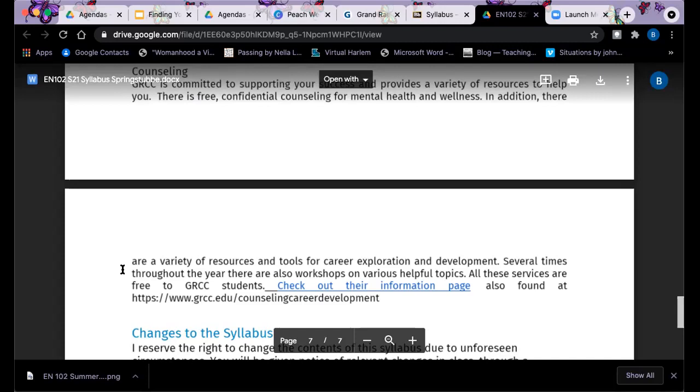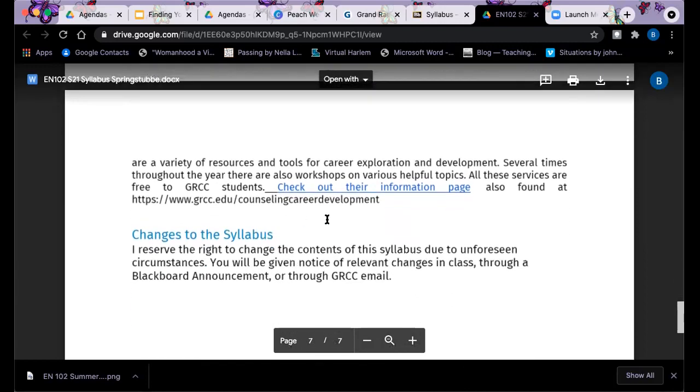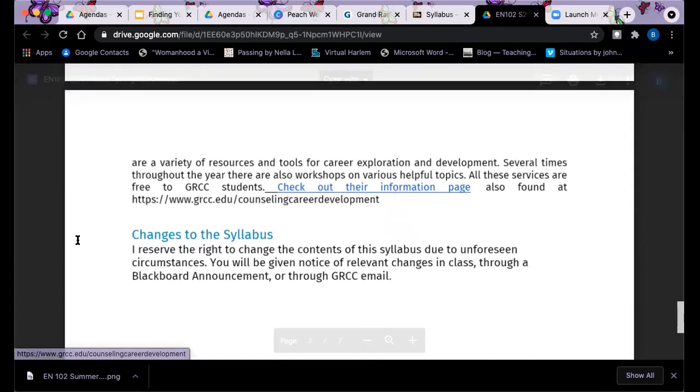So you can contact the counseling, or it may not be that it's a mental health thing that you're having. Maybe you're having kind of a life direction, identity sort of crisis, where you don't really know what to do for career stuff and what you should do after GRCC. There's counseling for that as well. So you should check out that information right here.